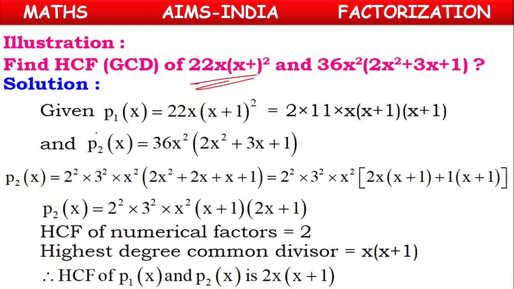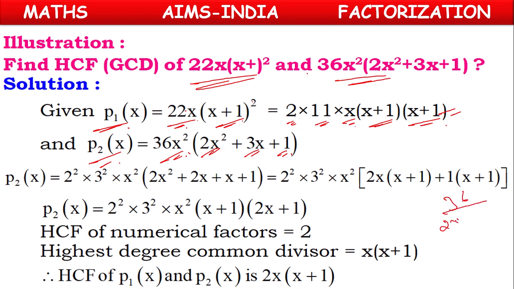So let us assume the first one as P1(x), 22x into (x plus 1) whole square. This can be written as 2 into 11 into x into (x plus 1) into (x plus 1). Second one, let us assume it as P2(x), 36x square into (2x square plus 3x plus 1). 36 can be written as 2 into 18, again 18 as 2 into 9, and 9 as 3 into 3. That means 2 square, 3 square.